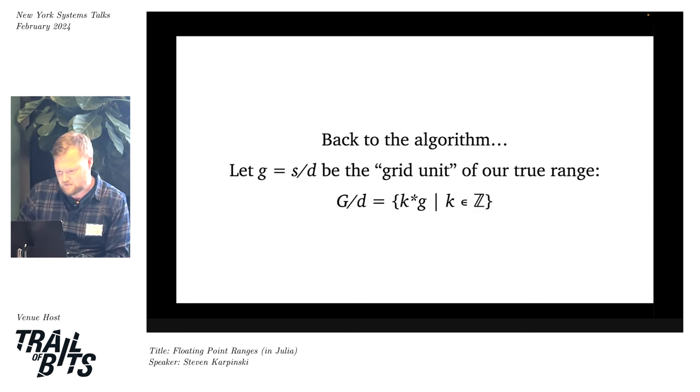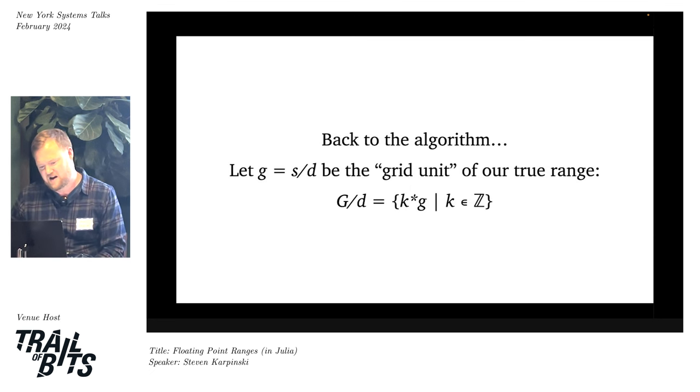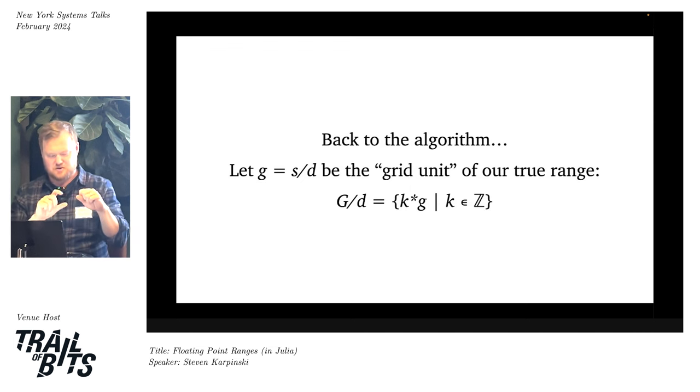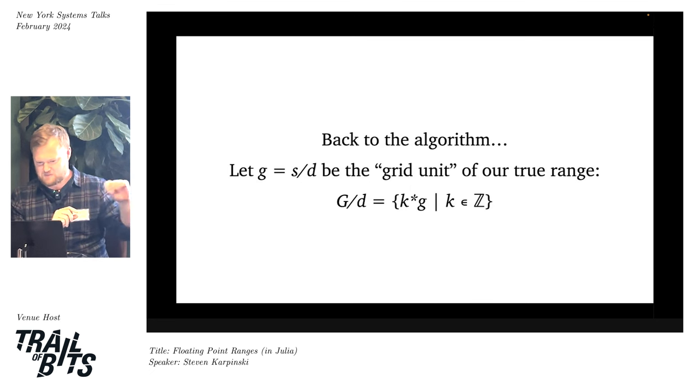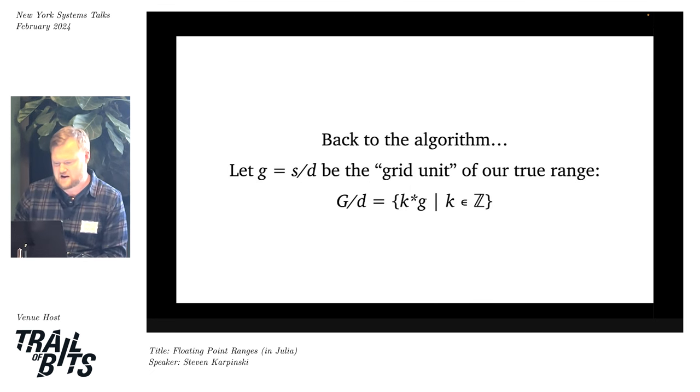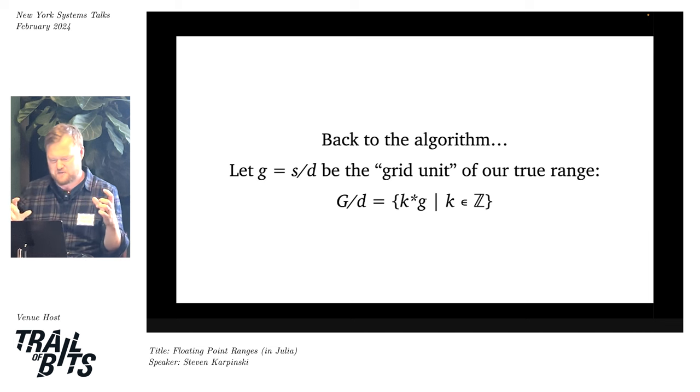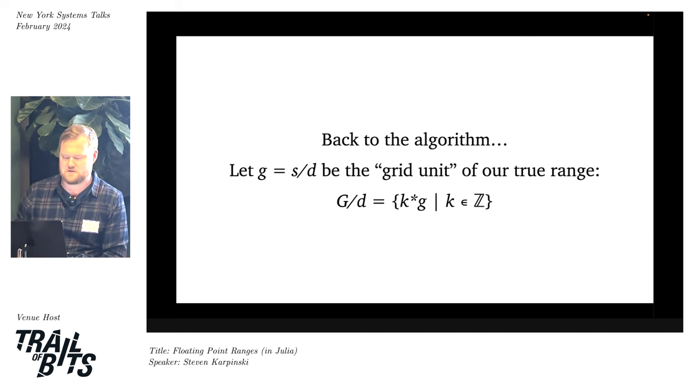Okay, back to the main algorithm. So now we know how to pick nice integers. Let G be S, where we divide the true step by this D that we've figured out. We don't actually know what S and G are yet, but we're just saying this is what we're going to denote it as. So now our fine-grained grid that definitely hits zero is of the form k times g, for k being all the integers.